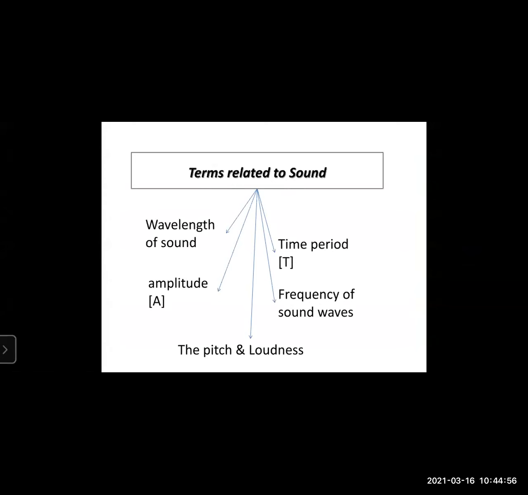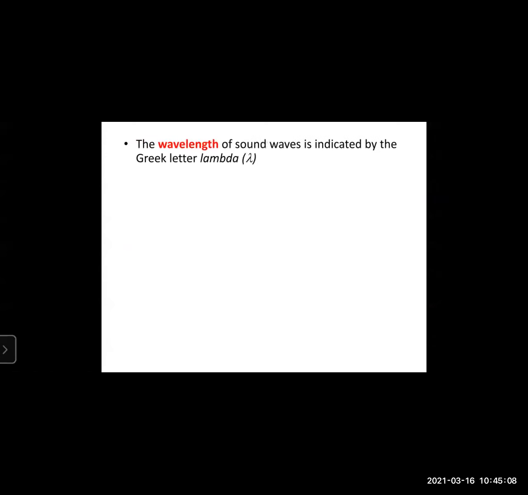Now, there are some terms which are used in sound. First is wavelength of sound, then time period, amplitude, frequency of sound wave, and the last, pitch and loudness. These are the terms we are going to discuss. First, the wavelength of sound waves, which is indicated by the Greek letter lambda.